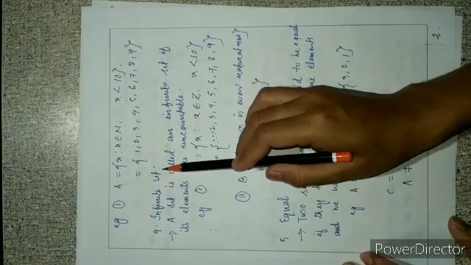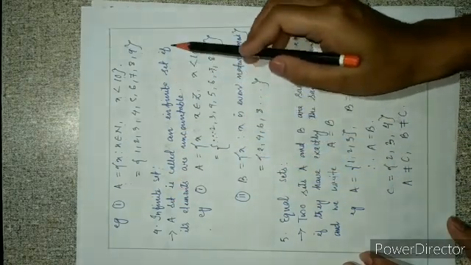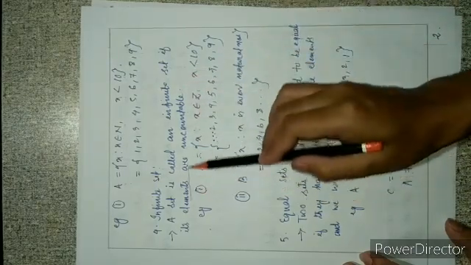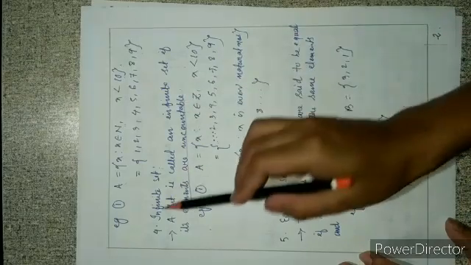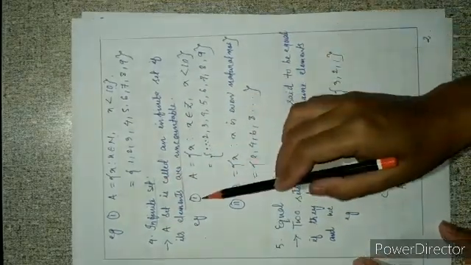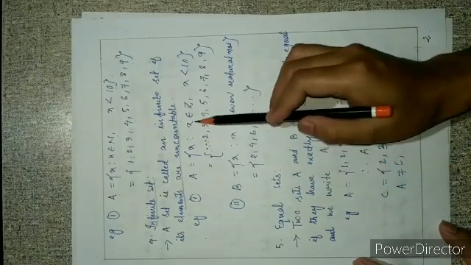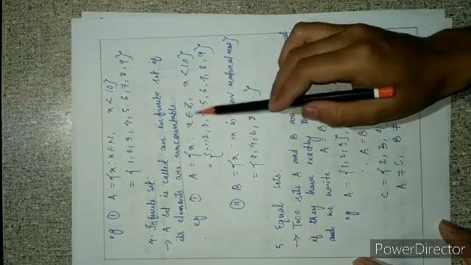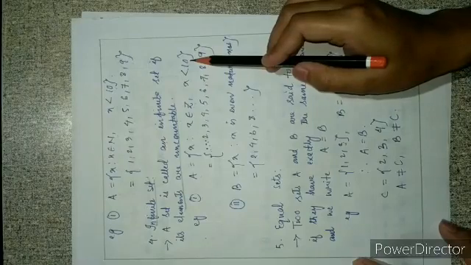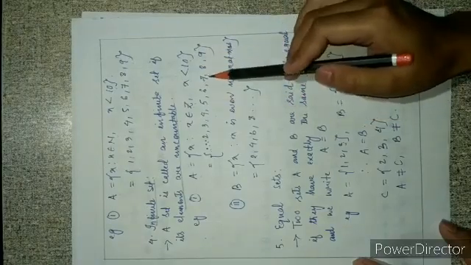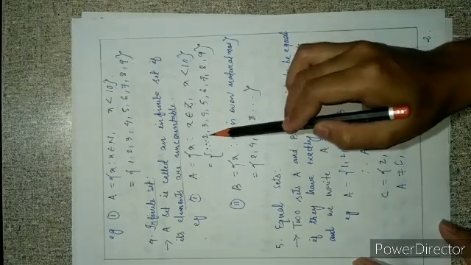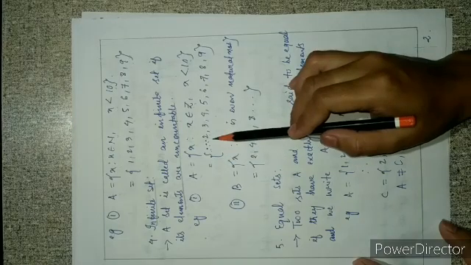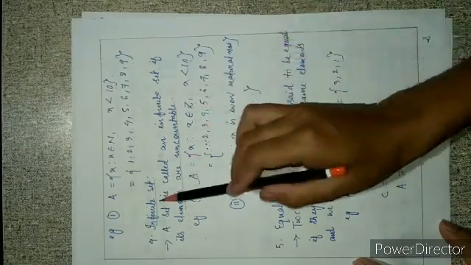Number 4 type, infinite set. A set is called an infinite set if its elements are uncountable or it has an infinite number of elements. Examples of infinite sets are: set A, x belongs to z and x is less than 10. There are infinite number of integers which are less than 10. The positive integers are 9, 8, 7, 6, 5, 4, 3, 2 and the negative integers are -1, -2, -3, -4 and -5, and so on. So this set A is an example of infinite set.